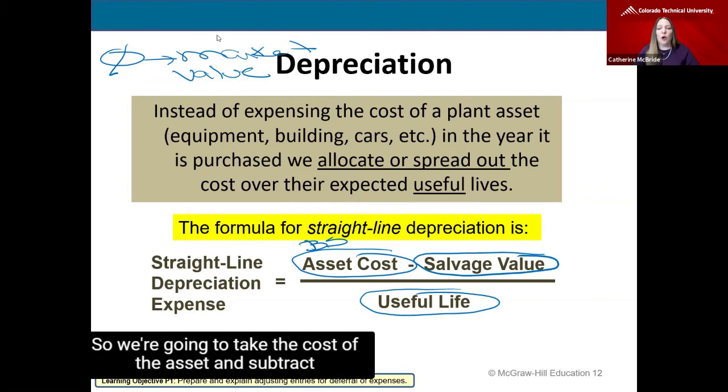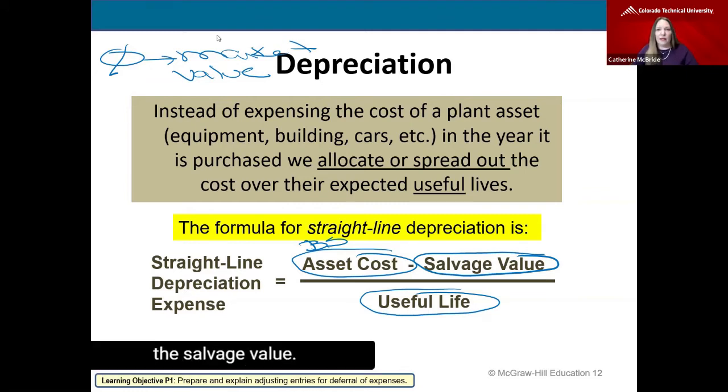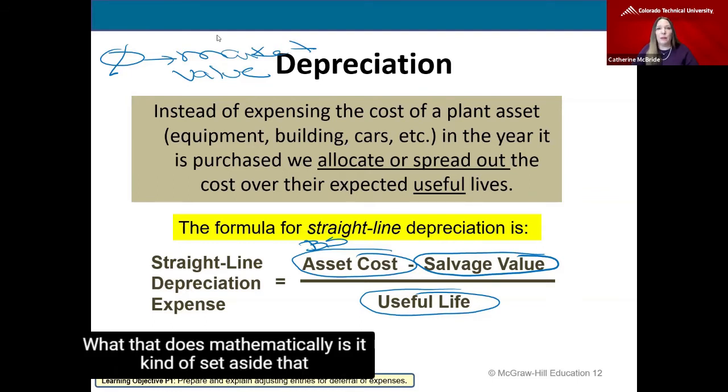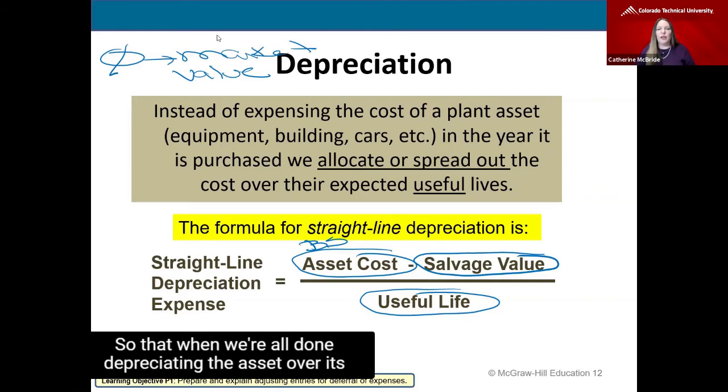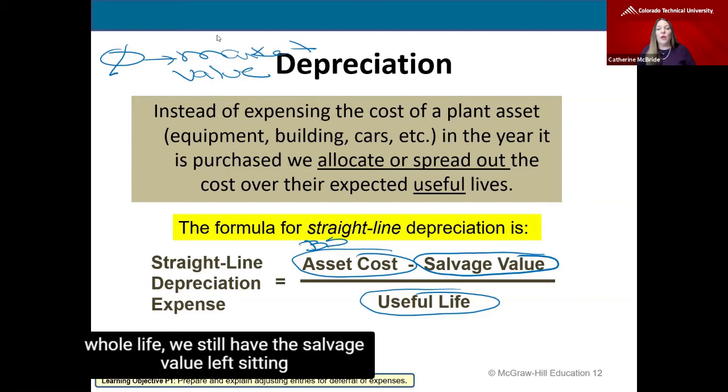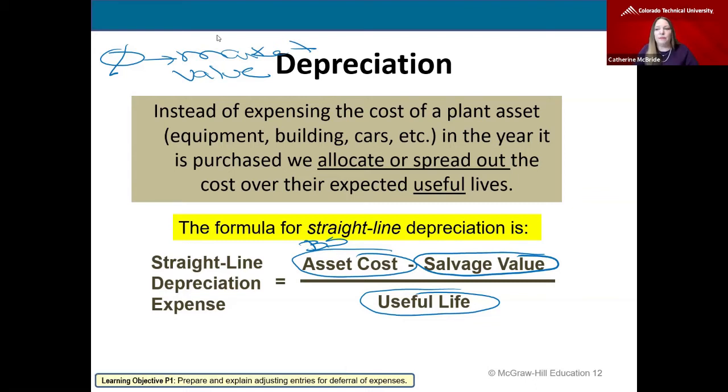So we're going to take the cost of the asset and subtract the salvage value. What that does mathematically is it kind of sets aside that salvage value so that when we're all done depreciating the asset over its whole life, we still have the salvage value left sitting there as the remaining book value on our balance sheet.